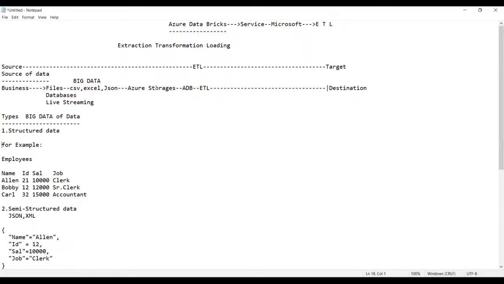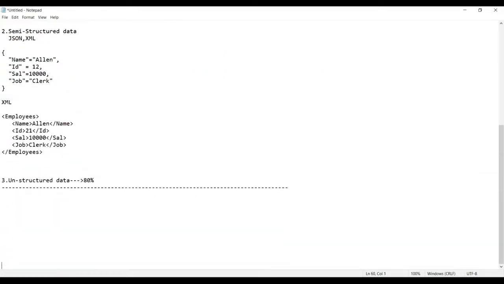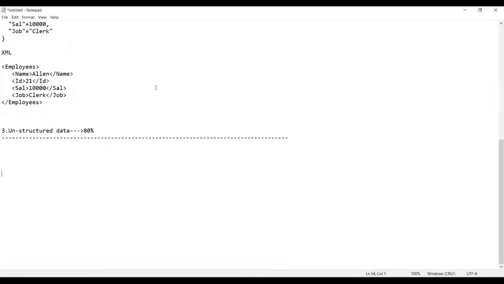Now let us see the storages in Azure. The following are the storages in Azure. Azure supports almost 90 plus storages. We can have the data in the following. The first one is Azure Blob Storage.